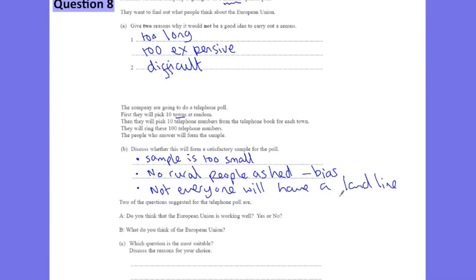Further information there, 2 of the questions suggested for the telephone poll are: A, do you think that the European Union is working well? Yes or no? B, what do you think of the European Union? Which question is the most suitable? A is the most suitable question. Why? Because it's a closed question.